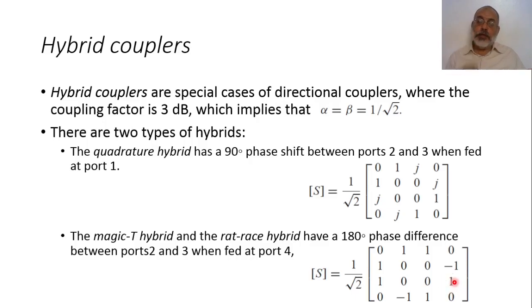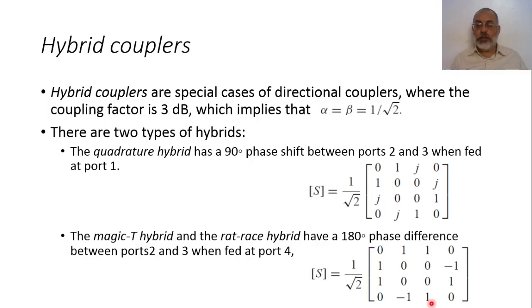Actually, this configuration is very important in mixers, in microwave mixers, where we add the local oscillator from one port and the RF from another port, such that the local oscillator and RF add in one output port and subtract in another port, so we have the addition and subtraction of the RF and the LO. From this we can extract the IF. Actually, this discussion about using the magic T or rat-race will be discussed in detail in microwave mixers.